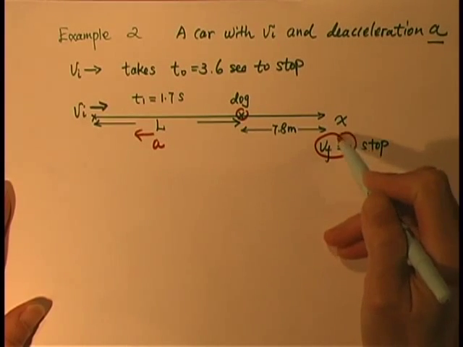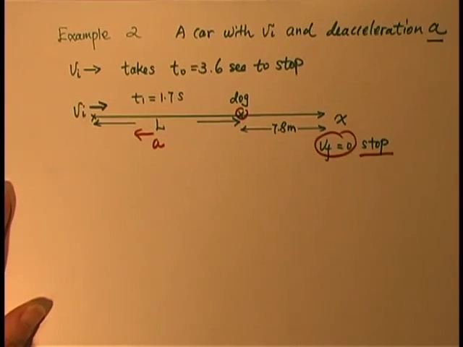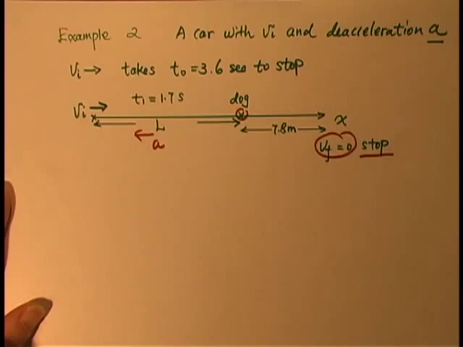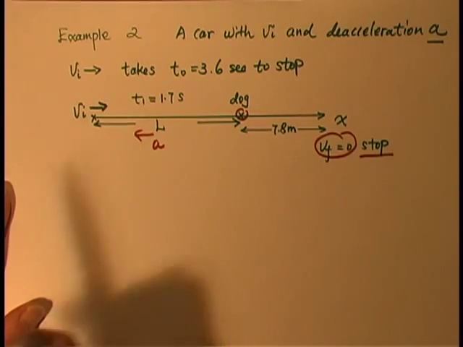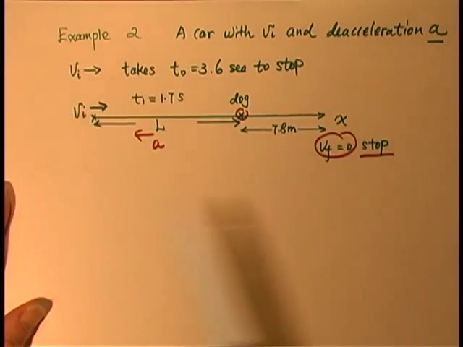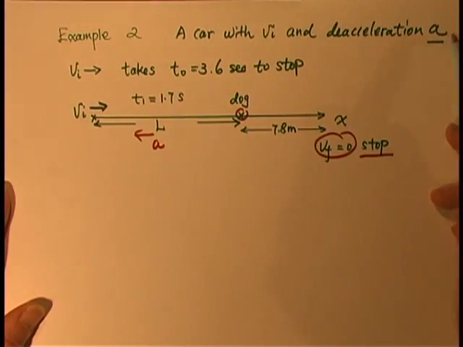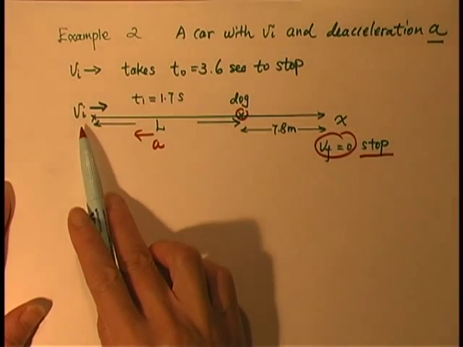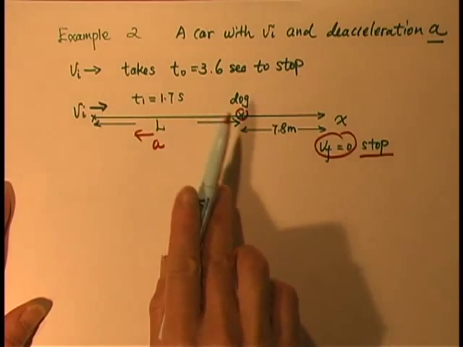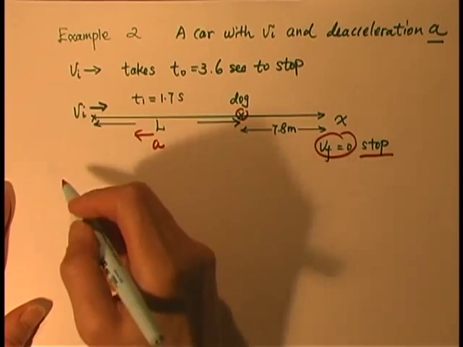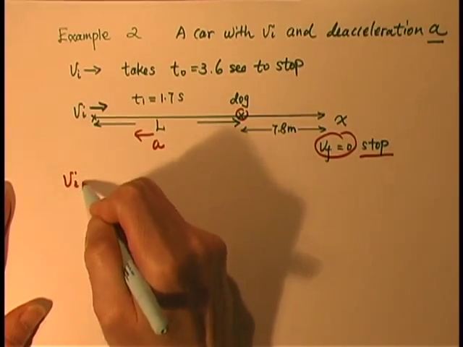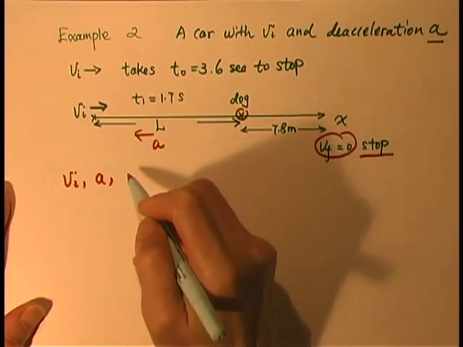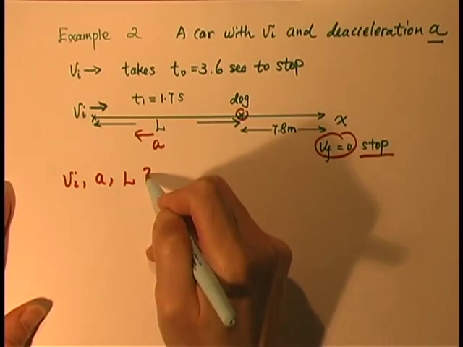V final equal to 0. Stop means that speed equals 0. The question is, what is the initial velocity of the car? What is the deceleration rate of the car? And what is the distance between the car and the dog initially? So we ask the question of what is V initial, what is the rate of deceleration, and what is L.